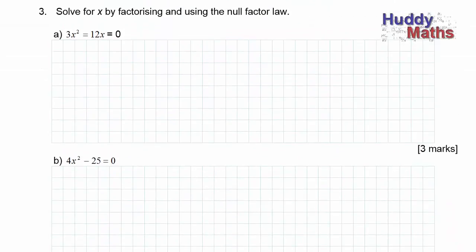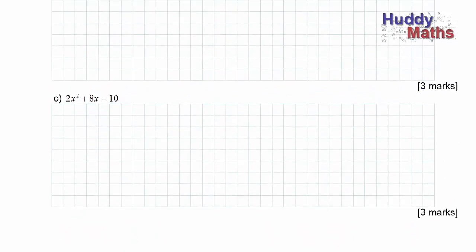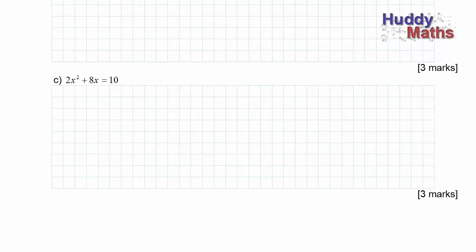Question 3. This time factorising and then solving it. We're using the null factor law. So 2 little questions there. And then coming down to the last one in that set. Each of these is worth 3 marks, a fair bit of work to do for each of them.